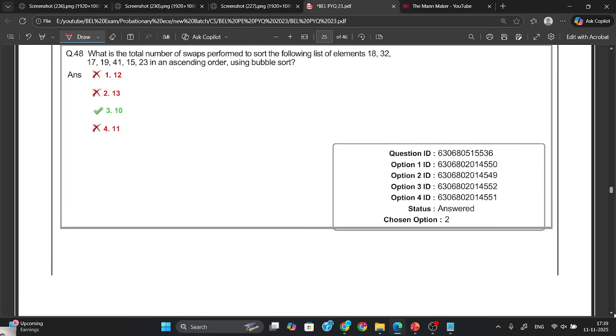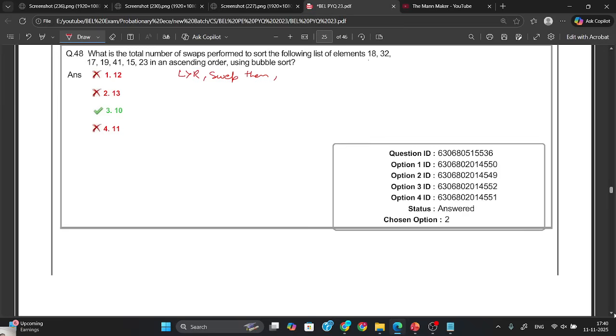What is the total number of swaps performed to sort the following list of elements in ascending order using bubble sort? Okay, using bubble sort we have to perform this, and we need to find how many swaps there are. It will go a little bit long. In bubble sort, generally we compare left to right. If left is greater than right, we swap them. This is how we are solving bubble sort.